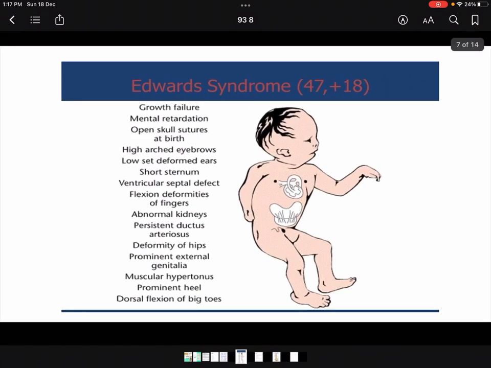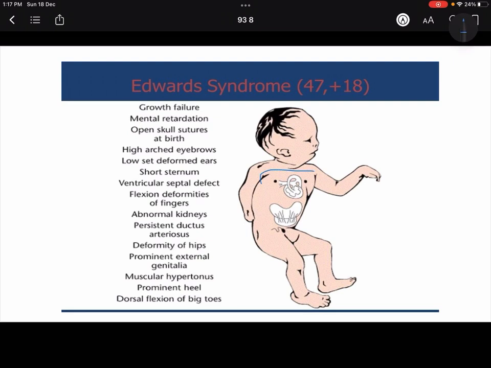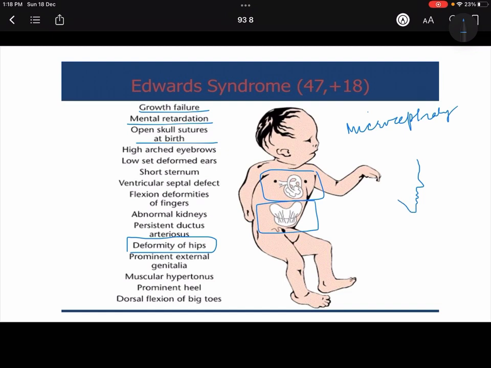Now you can see they have shown they have heart deformities, ठीक है, they have intestinal deformities, then there is deformity of hips, okay, then growth failure, mental retardation, ठीक है, open skull sutures at birth. Now you don't need to remember so many. There is microcephaly, ठीक है, and micrognathia भी दिखाया है इसमें. Microcephaly, micrognathia क्या होता है? Basically our face, if we look at the face from side view, it will look like this.